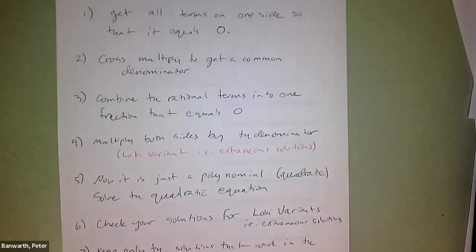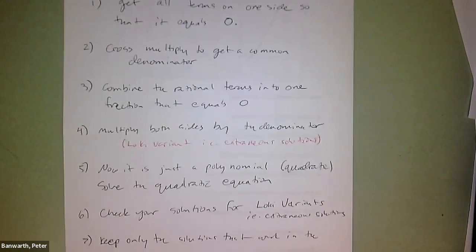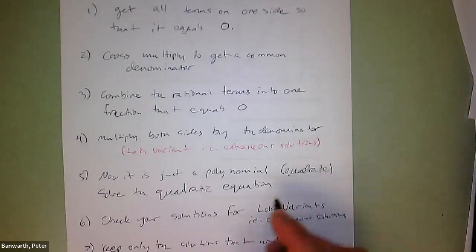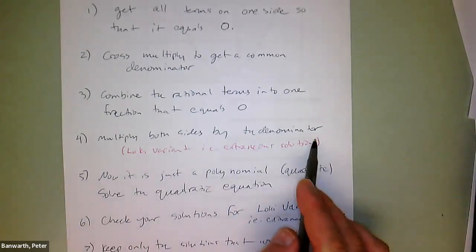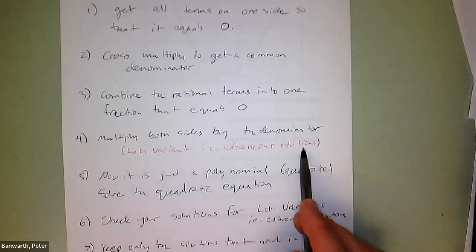So those are your steps. I don't have a zoom on this camera. Get all the terms on one side so that it equals 0. It might look like a terrible mess, but it will get better. Cross multiply to get a common denominator. That's not going to make it look better. That's probably going to make it look worse. Combine the rational terms into one fraction that equals 0. Multiply both sides by the denominator. And that can introduce these extraneous solutions.